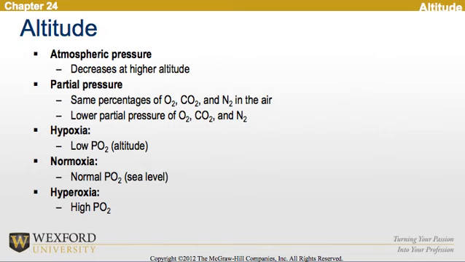What we look at with atmospheric pressure is we see a decrease at higher altitude. In addition, when we look at partial pressures, we see the same percentages of oxygen, carbon dioxide, and nitrogen in the air at higher altitude, but a lower partial pressure of the three gases. Hypoxia refers to a low pressure of oxygen at altitude, whereas normoxia is a normal pressure of oxygen at sea level. Also, there is a term called hyperoxia, which is a high pressure of oxygen.